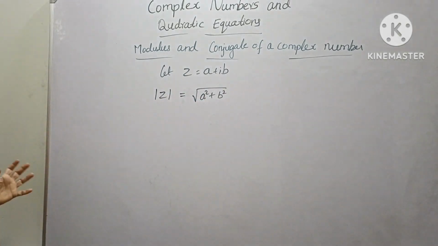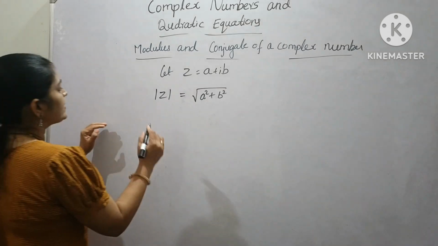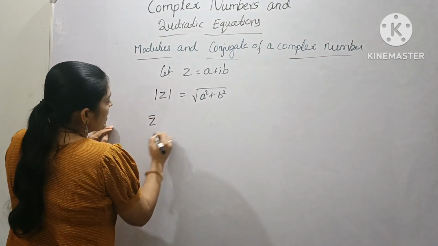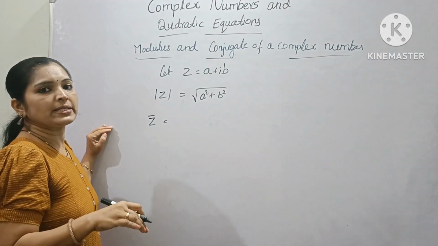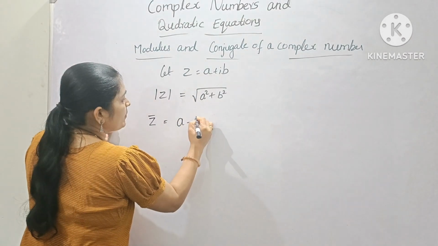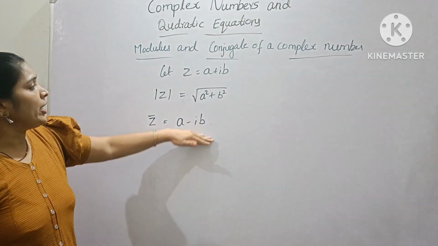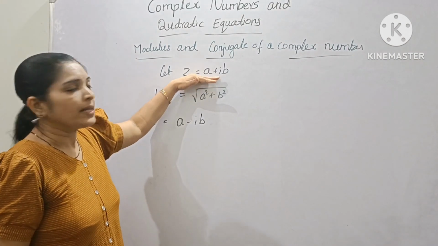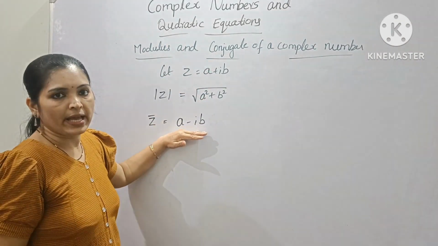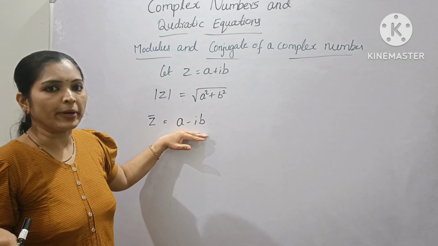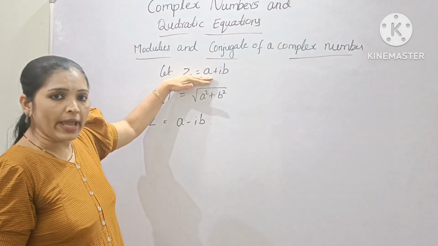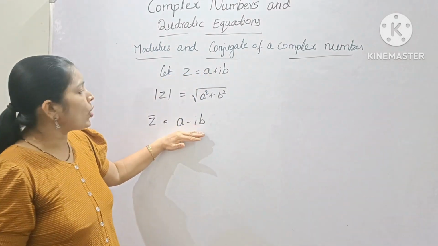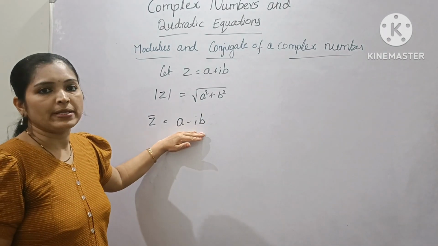Then the conjugate of a complex number is denoted by z bar and it is defined to be the complex number a minus ib. If z is equal to a plus ib, then its conjugate is a minus ib, changing the sign of the imaginary part. If z is equal to a minus ib, then conjugate of z is nothing but a plus ib.